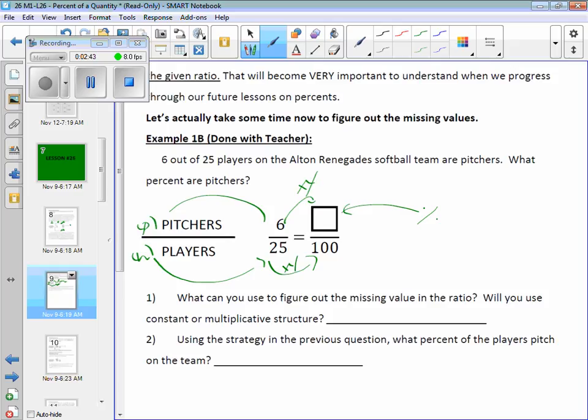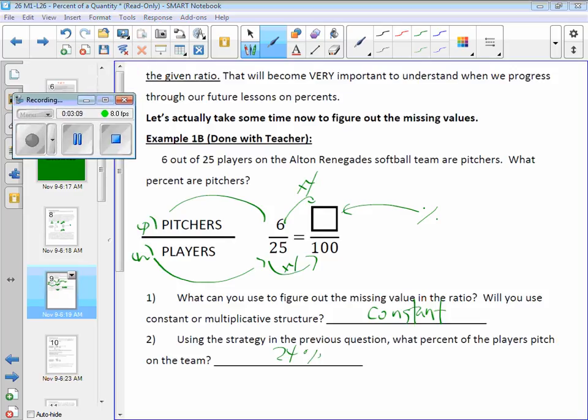By the way, when you go across like this, is it constant or multiplicative structure? Not that it matters what you call it, as long as you use a strategy that works best. It happens to be constant. If you go top to bottom, that's multiplicative structure. So what's our answer? Amanda. Okay, next question.